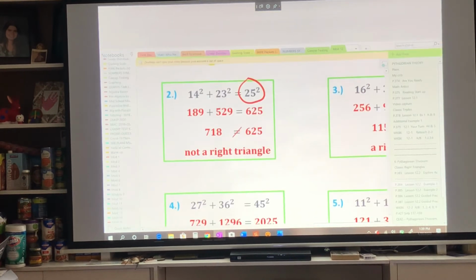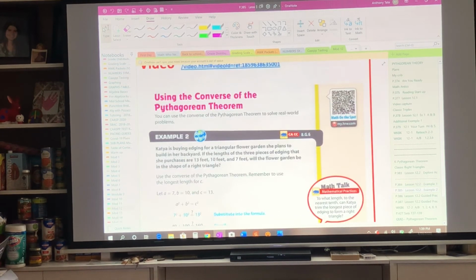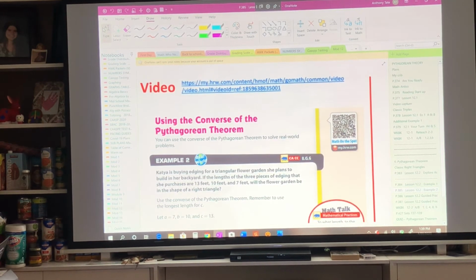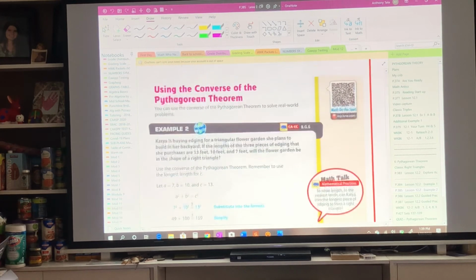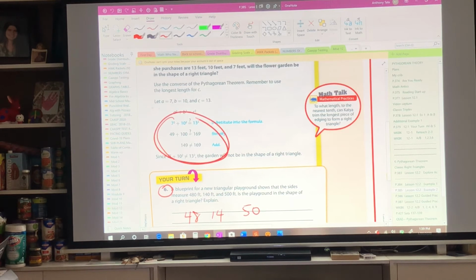Okay, let's move on here. Page 385. We've already done that, using the converse Pythagorean theorem. They plug all the stuff in here, they do the math, and it's not a right triangle.